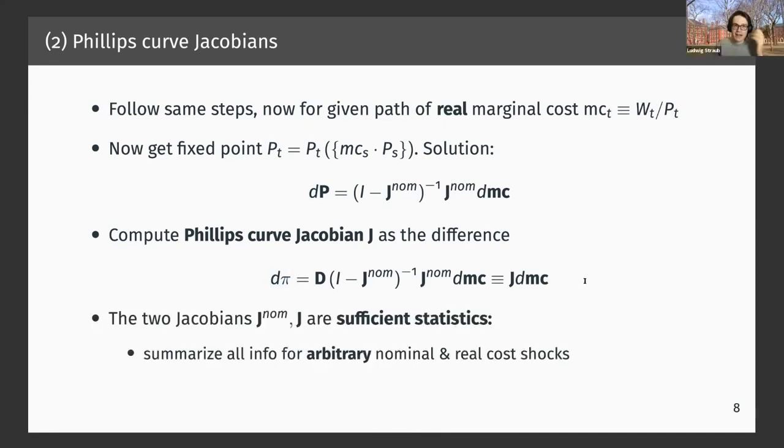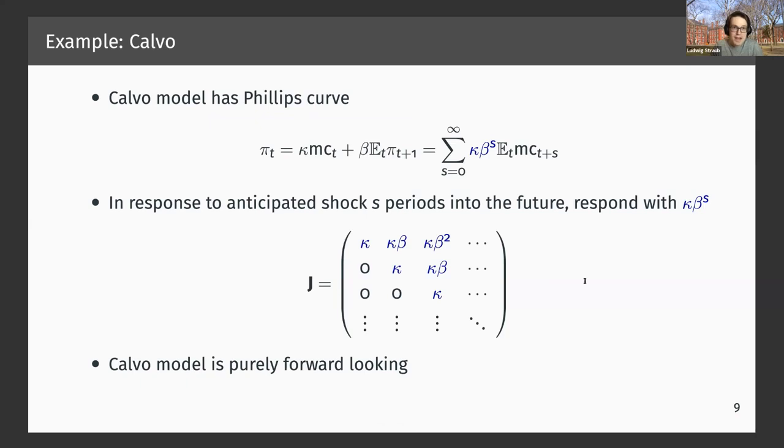And so at the end of the day, all we're going to do is compute J norm, and using that, we're going to compute J. And both of these matrices are going to be sufficient statistics in the sense that once I know them, I can compute the price and inflation responses to arbitrary shocks to nominal cost and arbitrary shocks to real marginal cost. And we're going to use that to see what these J's look like and compare what happens between menu cost and Calvo models, and also use that to embed that into DSGE models, which I think also hasn't been done before. Okay, let me give you a simple example with a Calvo-Phillips curve so that everybody's on board.